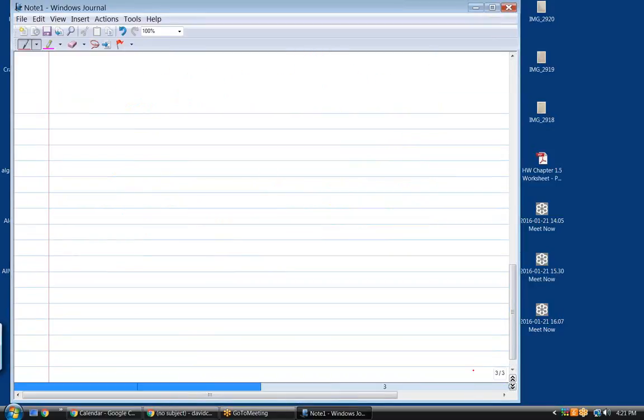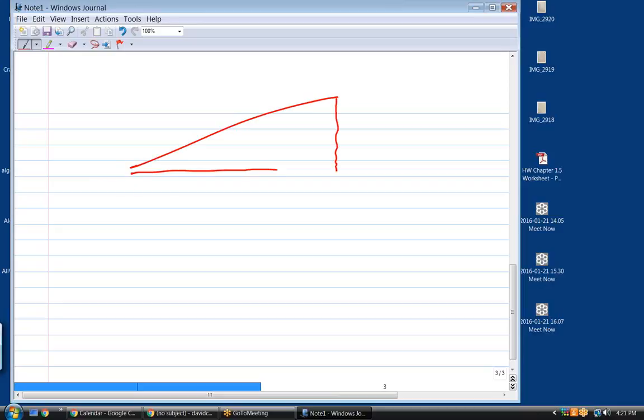Let's do one more practical problem. We have an escalator that's at a 30-degree angle from the ground. And we know that the floor we're going to is 76 feet higher than the floor we're on. Solve for the length of the escalator.